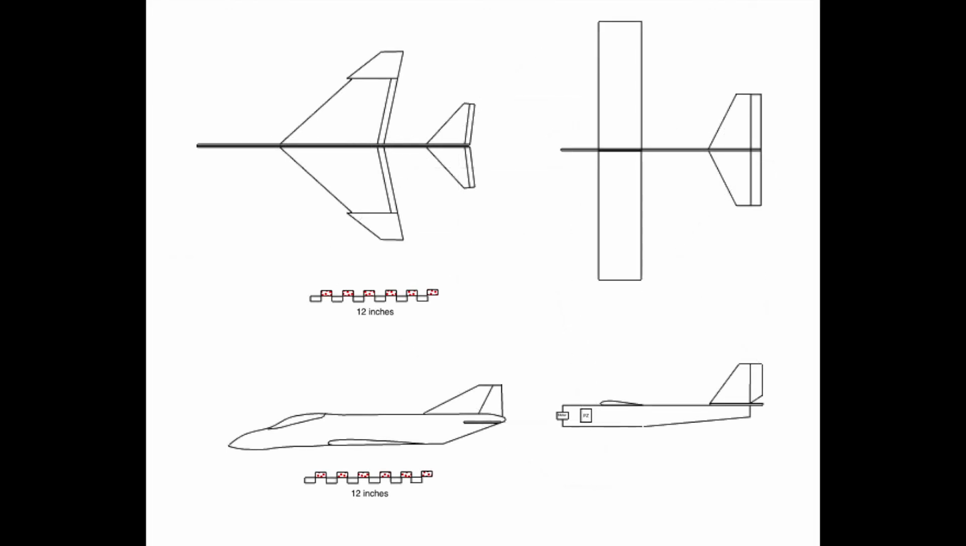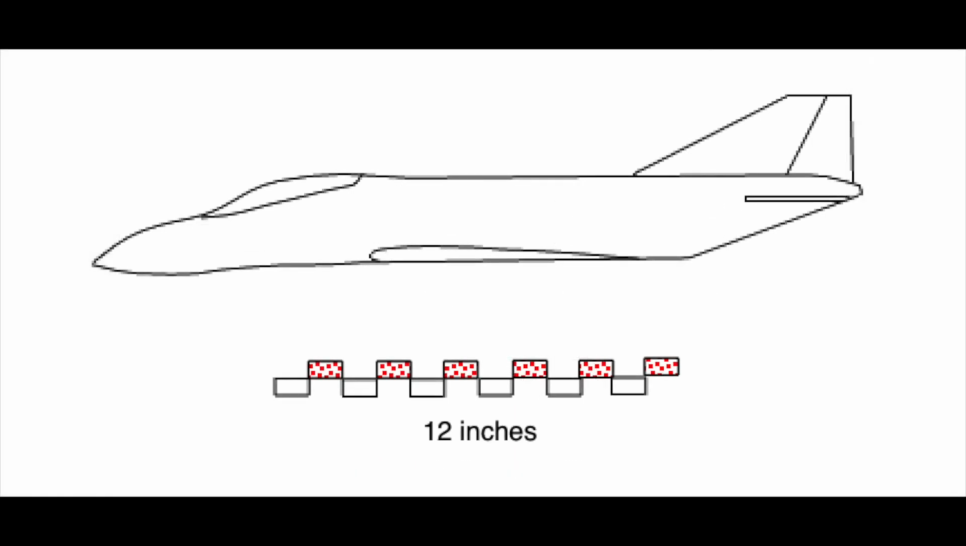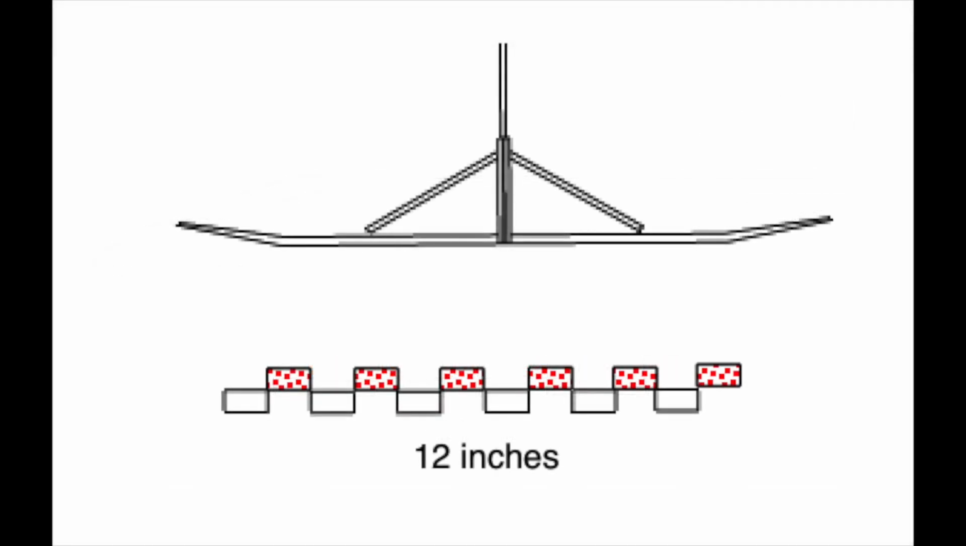Here are the top and side views compared to the foam flyer. You can print this out if you want. This is the top view with a 12-inch scale, followed by the side view with a 12-inch scale, and finally the front view with a 12-inch scale.